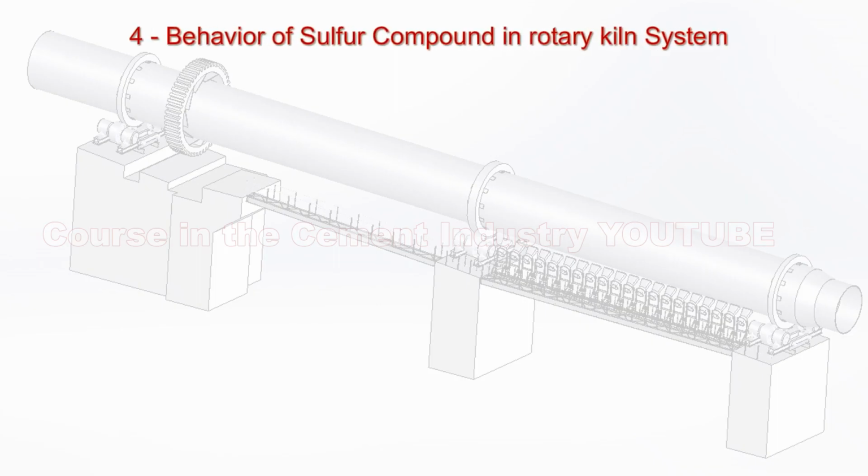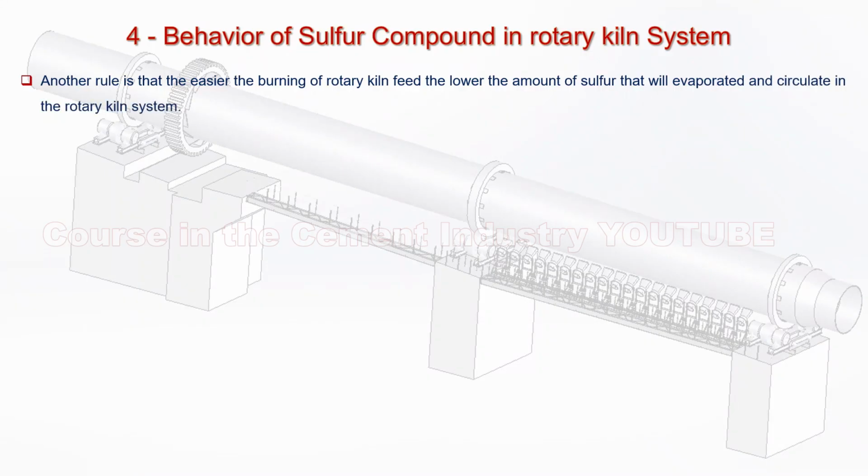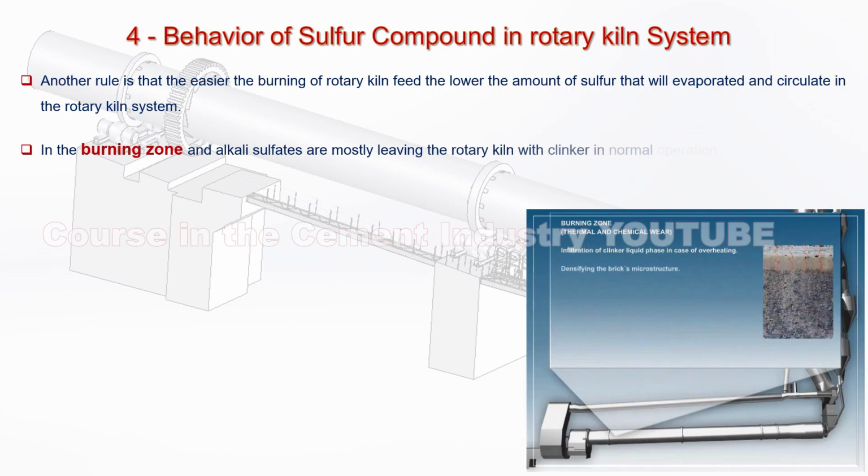We follow together, behavior of sulfur compound in rotary kiln system. 10. Another rule is that the easier the burning of rotary kiln feed, the lower the amount of sulfur that will evaporate and circulate in the rotary kiln system. 11. In the burning zone, alkali sulfates are mostly leaving the rotary kiln with clinker in normal operation condition.